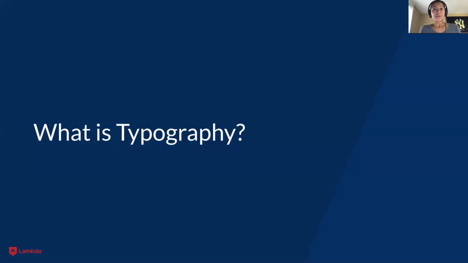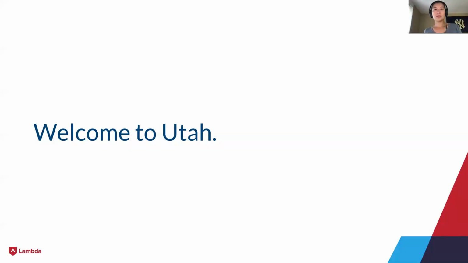And so what is typography? Typography is the visual component of the written word. A text is a sequence of words. A text stays the same no matter how it's rendered. And let's take a look at an example. So consider the sentence that we have in front of us that says, "Welcome to Utah." I can print that text on a piece of paper, or I can read it aloud, or I could save it in a file on my laptop, and it'll be the same text, just rendered differently.